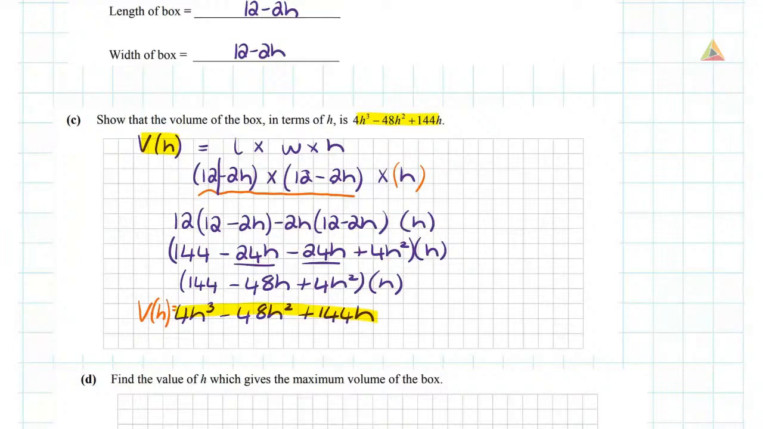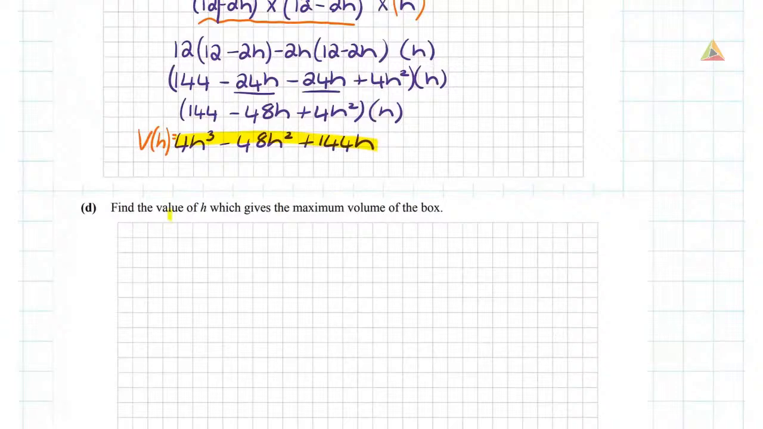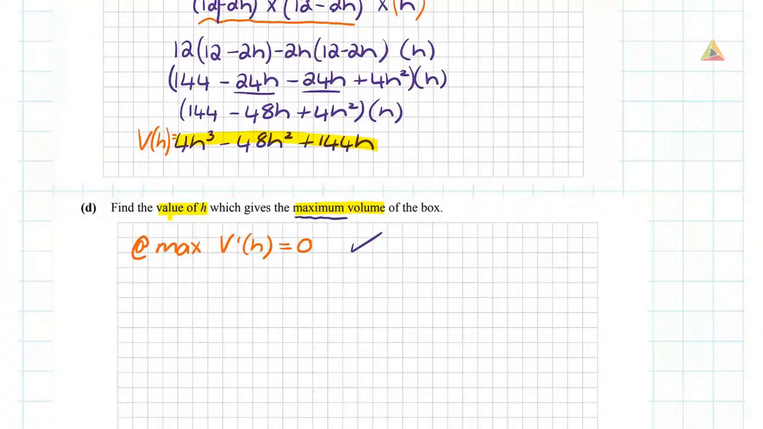So part D then asks us, find the value of h. So h is what we're looking for, which gives the maximum, there's that word again, and this time it's maximum volume. So straight away we see maximum, and we write down that at the max, in this case v dash h is equal to 0, and we should be picking up marks just for writing that. The minute I see max or min in a question, that's what I'm writing.